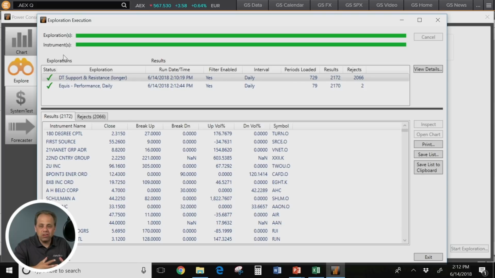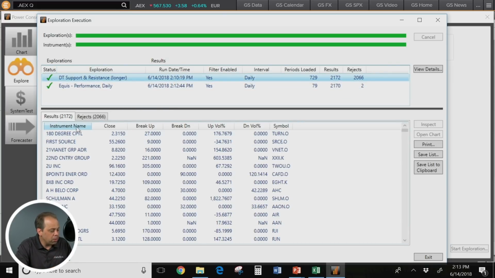So now those scans are done, and as you see, I've been able to go through the 4,300 optionable stocks, and I can now see which ones have recently broken through a support or resistance level with the scan I've selected. The second scan right here is the Performance Daily. It also allows me to see which stocks are going up or down fast. So let's take a look at the support and resistance long term.